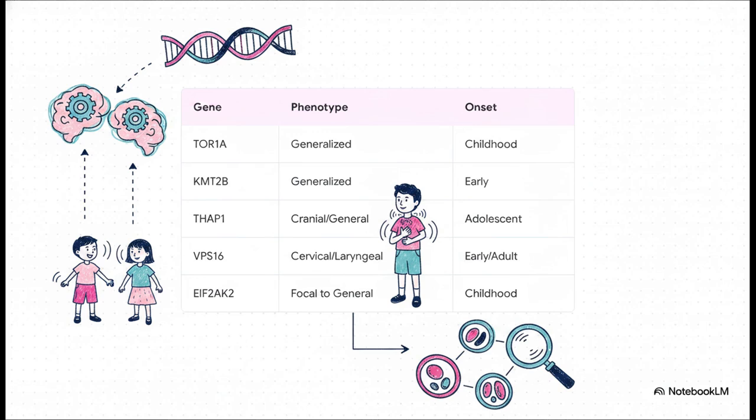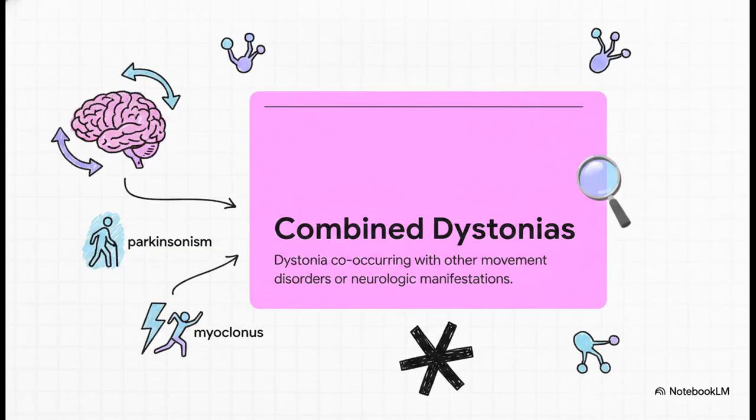Take a look at TOR1A and KMT2B. These are the heavy hitters for childhood-onset generalized dystonia. THAP1, on the other hand, usually strikes a bit later in adolescence, very often presenting with vocal cord or hand cramps. We're also tracking newer genetic markers now, like VPS16 and EIF2AK2. Grouping them out like this perfectly highlights how molecular diagnostics are totally reshaping our clinical expectations. Now, to avoid diagnostic traps, we have to clinically separate those isolated cases from combined dystonias.